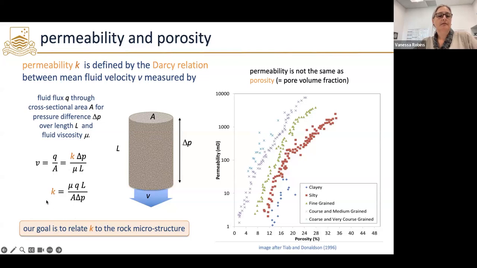Okay, so this is how we empirically estimate permeability. We know something about the viscosity of our fluid. We can measure the flux, that's how much water is coming out the bottom of our sample. We know what the length and the area are, and we can also measure this pressure difference. And now our goal is to relate this value of K to the rock microstructure, right? Hopefully you can have some intuition that K is going to depend on the details of the way the pore space connects through this solid here.